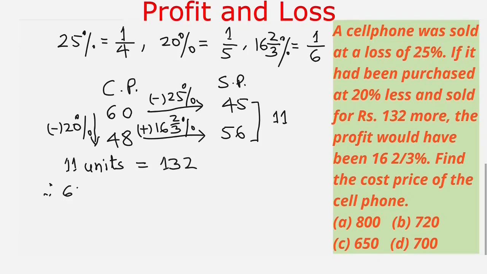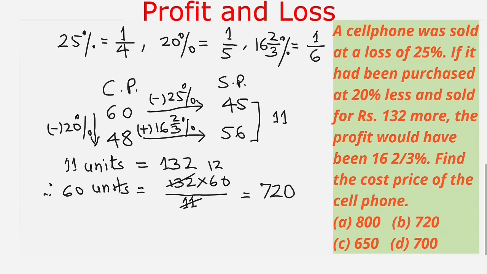So 11 units equal rupees 132. Therefore 60 units, which is our assumed cost price, equals 132 multiplied by 60 divided by 11. 11 divides 132 twelve times, and 12 times 60 is 720. Thus the cost price of the cell phone was rupees 720, and from the given options our answer is option B, rupees 720.